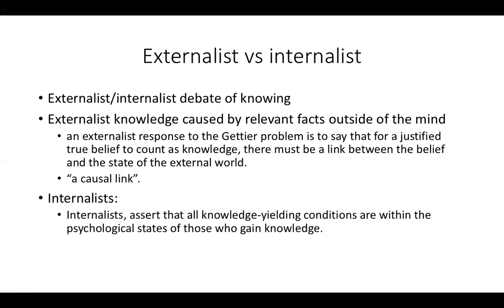So externalists respond to the Gettier problem by saying that for justified true belief to count as knowledge, there must be a link between the belief and the state of the external world. In other words, the reality of anything, or the truth, lies outside of our mind. So there is a link between the external world and the belief, and we have to find that causal link through studies, observations, etc. The internalists, in other words, assert that all knowledge-yielding conditions are actually within the psychological states of those who gain knowledge. So there's a debate between these different schools of thought.